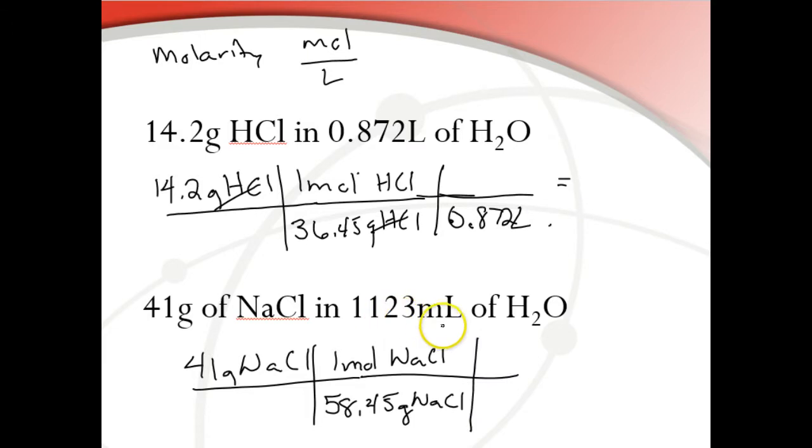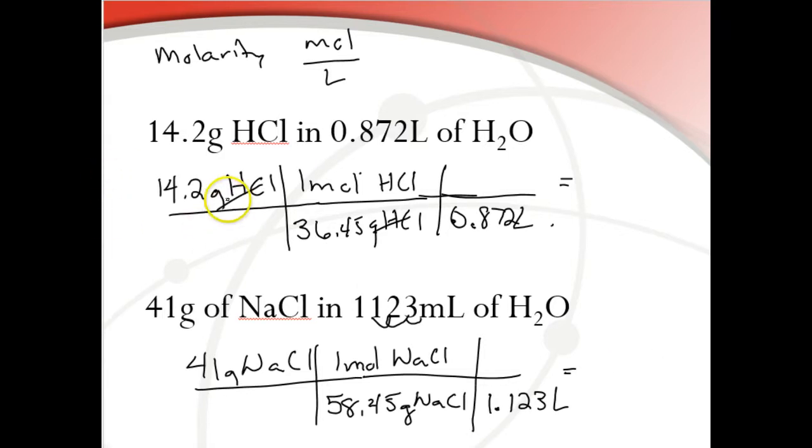In this case, we've got milliliters, so we have to convert this first. We move the decimal place over 3, or divide by 1,000, and so we divide by 1.123 liters. And that'll give us my molarity there. So if we look at this first problem, 14.2 divided by 36.45, then take your answer from that division and divide by 0.872, we should get 0.447 molar, or 0.447 moles per liter.